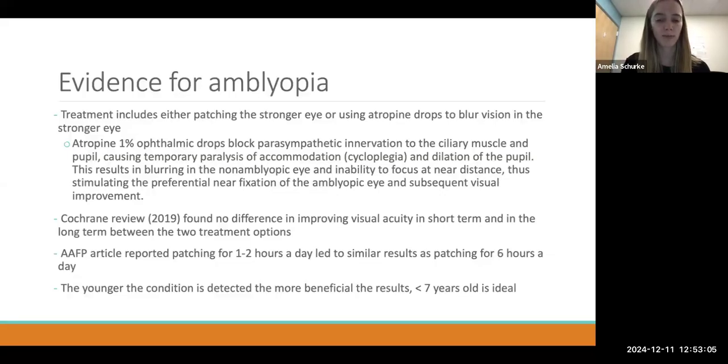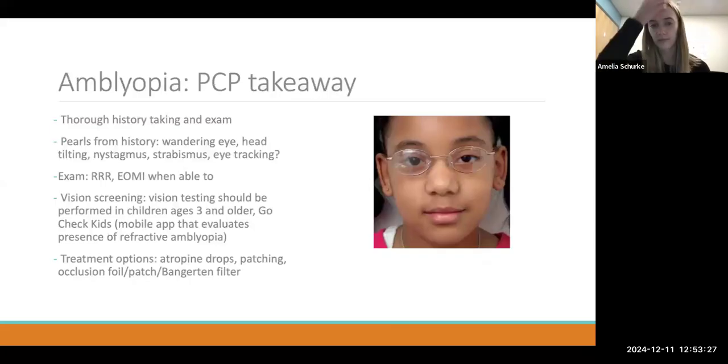And so if you wanted to just patch at home, they have to be awake, obviously, while you're doing the patching. And then the younger the condition is detected, the more beneficial the results. So treatment of amblyopia under 7 years is when we find the most improvement in their visual acuity that is permanent. So, takeaways for primary care doctors.